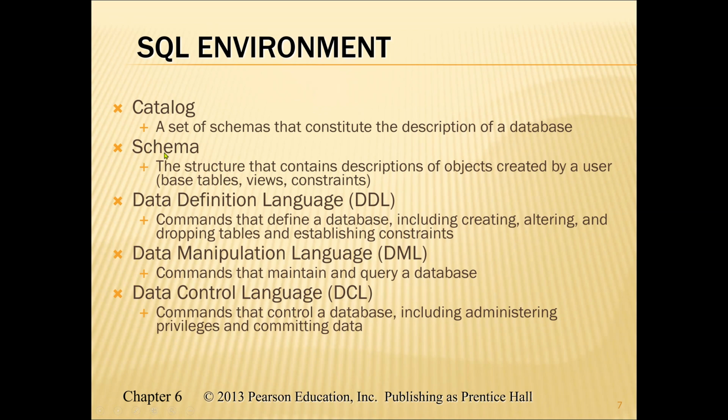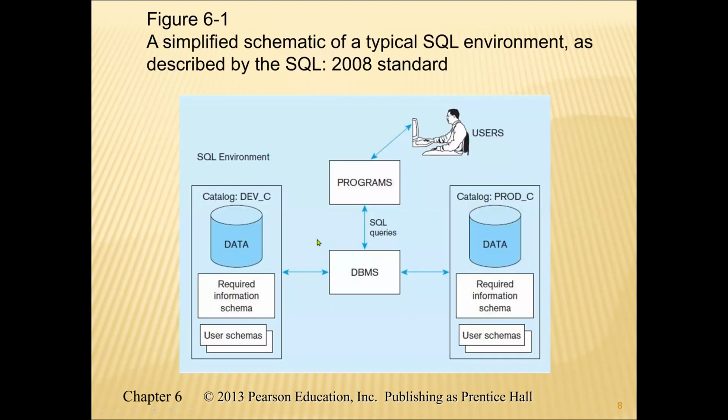So we know the word schema in MySQL means a database. The catalog will be a set of schemas, the databases that constitute the description of a database. So it's kind of like metadata, data that explains data. For example, I may have a table, but I may also have a description of the table: that this table can store customers' information, the customer ID should be only 4 digits, the data type should be number, etc. So this is the environment of SQL.